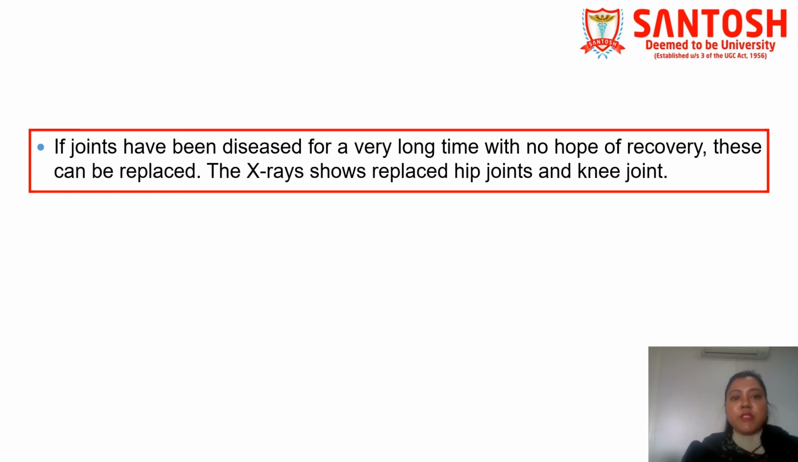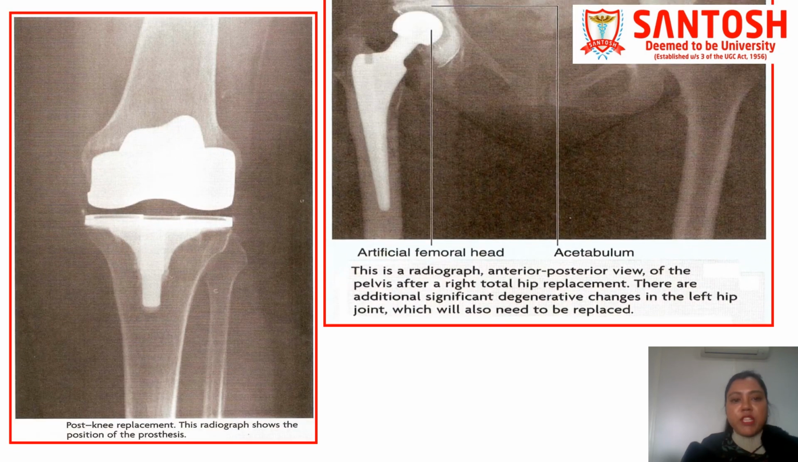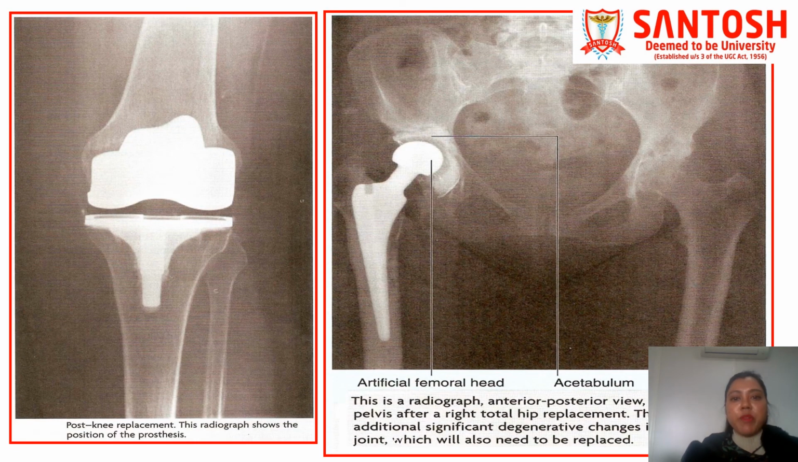So if the joint has been diseased for a very long time, there is no hope of recovery, and it can be replaced. This is the X-ray which shows the replacement of joint. This is the hip replacement and this is the knee joint replacement. So this is the replacement of the joints.